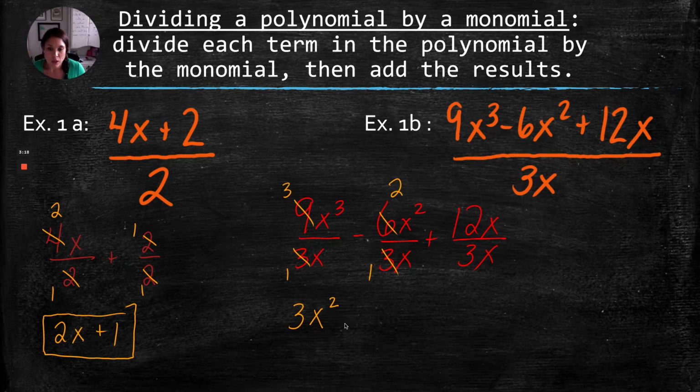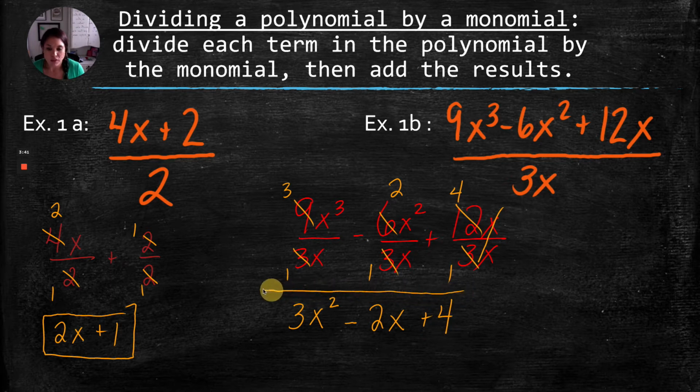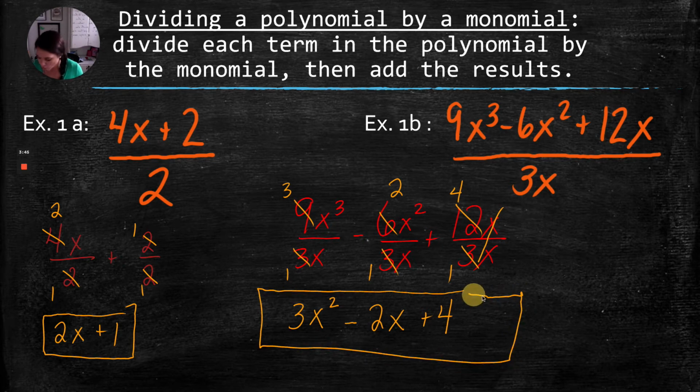So I need to make sure I put that minus sign. I have 2, and then x squared minus 1 is just x. And then I simplify this. 3 goes into 3 1 time, 3 goes into 12 4 times. These cancel out, so all I'm left with is plus 4. Notice I have nothing in my denominator, and this is my final answer, 3x squared minus 2x plus 4.